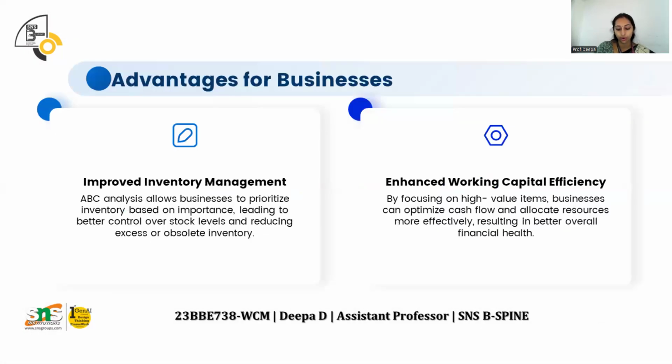Benefits: first, improved inventory management, and second, enhanced working capital efficiency. Based on importance, this leads to better control over stock level. You can reduce excess inventories or obsolete inventory. Obsolete inventory means inventory where you are holding goods for a longer period of time. That inventory is called obsolete inventory. And next is enhanced working capital efficiency that you can manage. Proper cash flow can be done, and you can properly allocate all the resources.